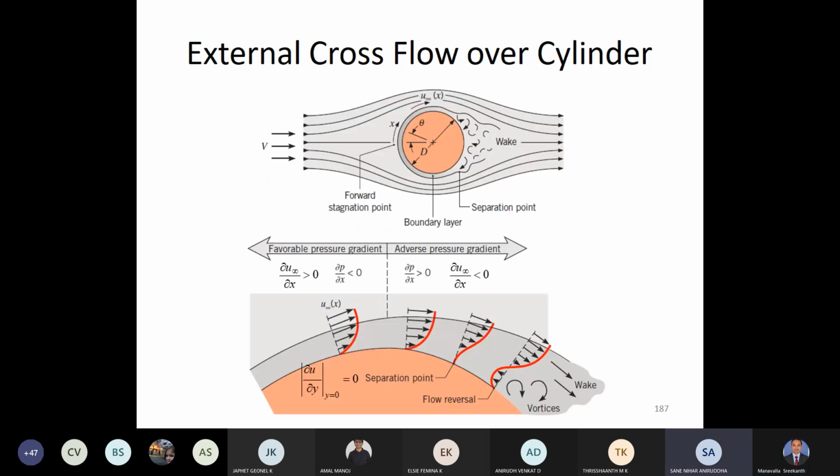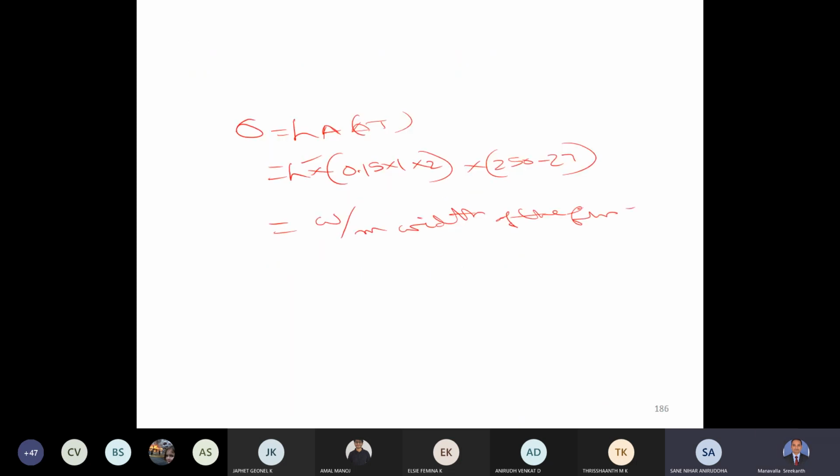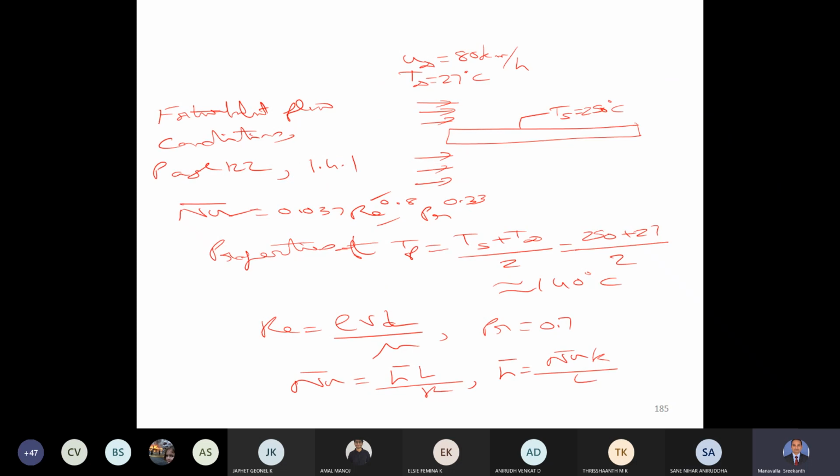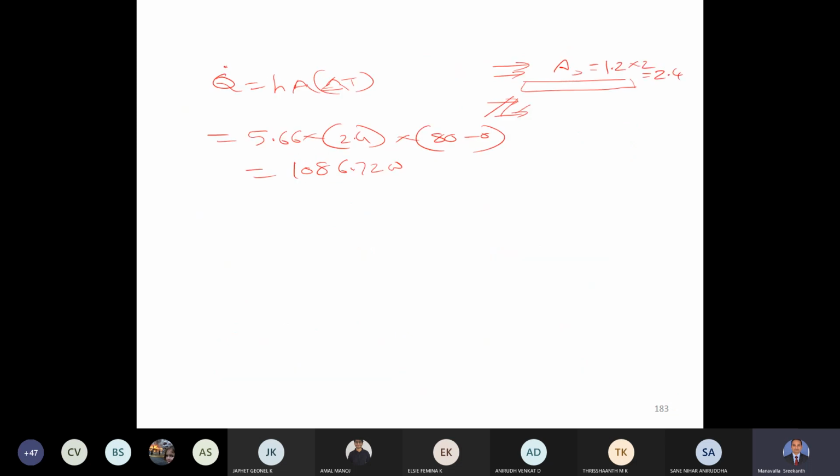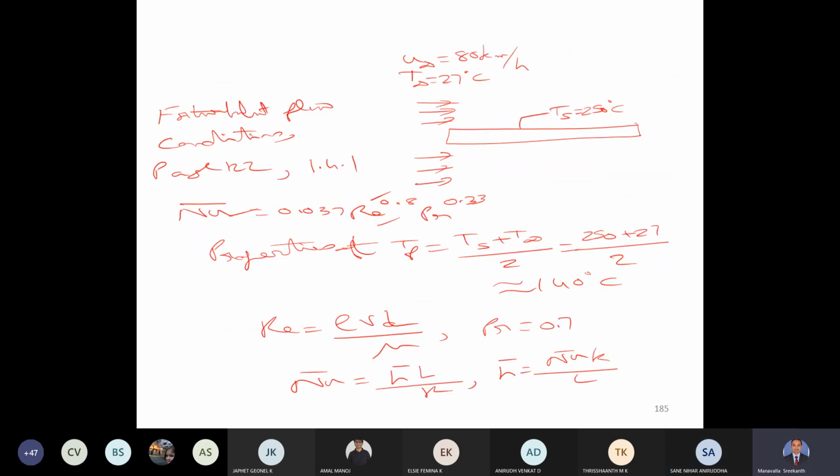Sure. Now, why is the Nusselt number changing from the previous question to this? Nusselt number changing or Nusselt relation changing? Yeah, relation. Nusselt relation, because the earlier one we had laminar flow. This one is laminar flow, and this one is turbulent flow. Okay. Yeah.